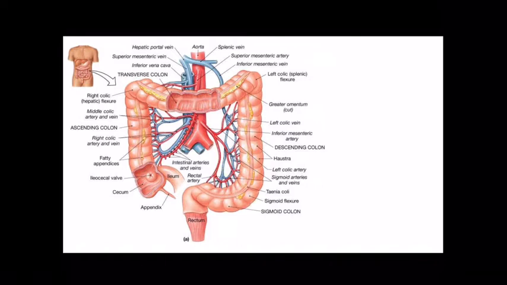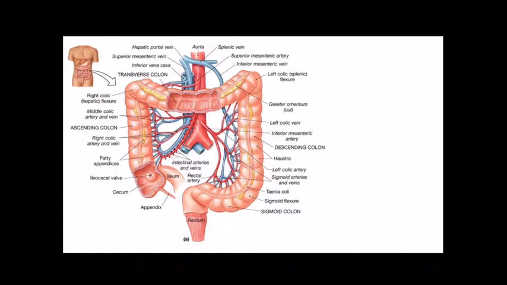And then it turns into the transverse colon, so that goes across the abdomen, up by the stomach, a little below it. So that's going from right to left across the abdomen. And then there's another corner, the splenic flexure, the corner by the spleen. And then it turns into the descending colon, going down the left side of the body.